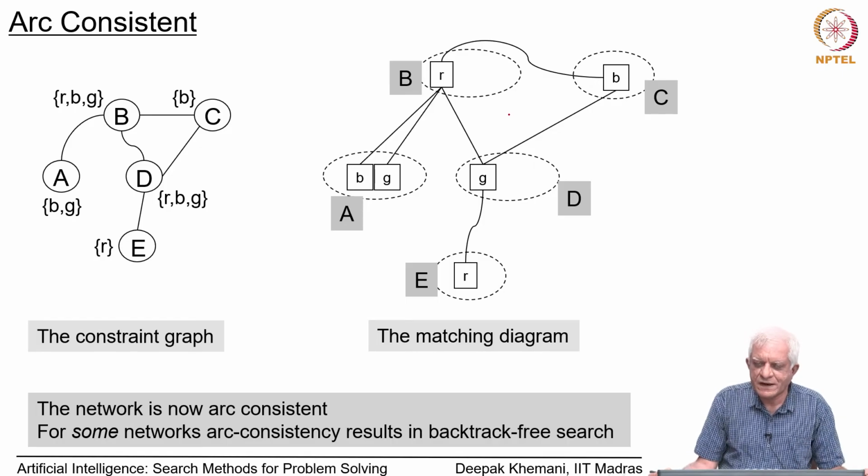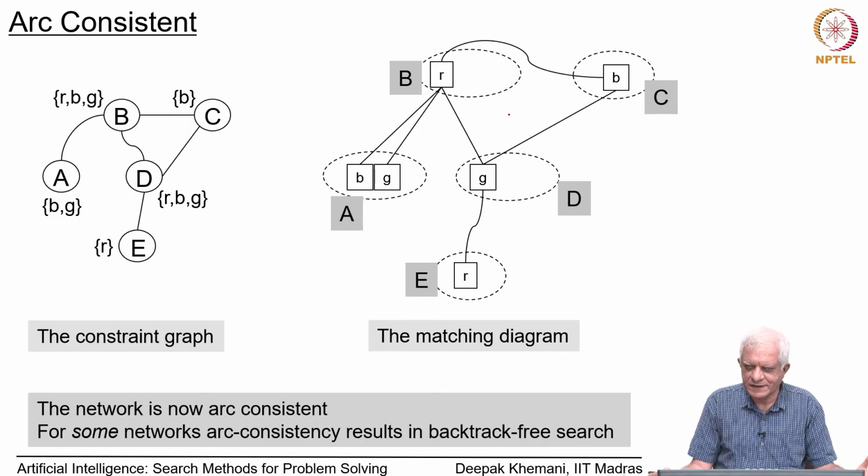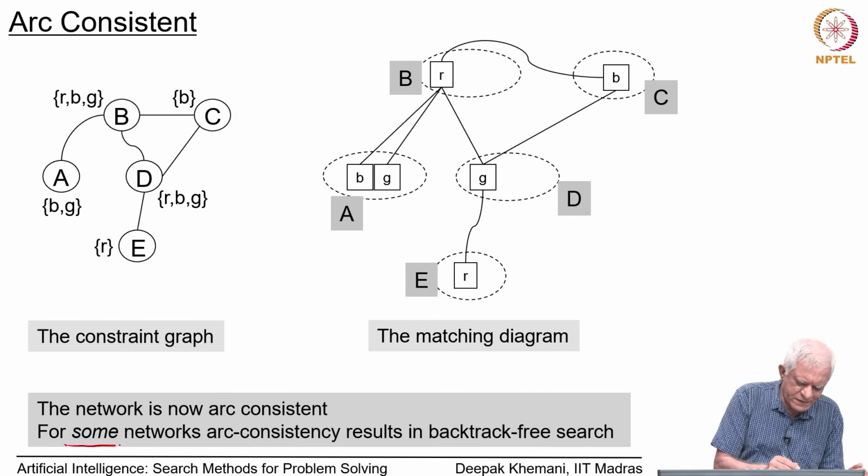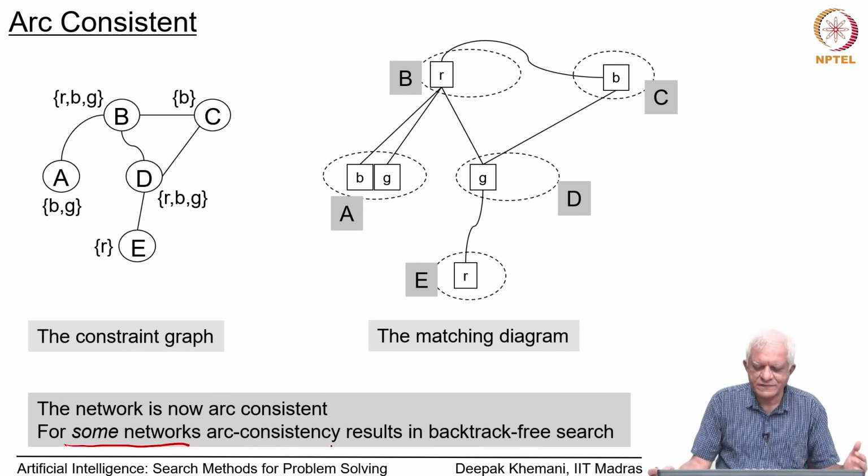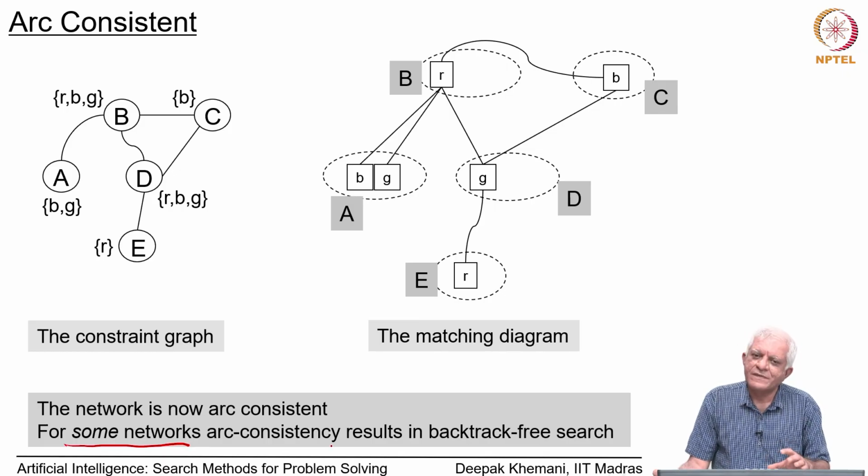By the time you have made the network R consistent here, you can see that you can do the search algorithm in any order, and you will reach a solution without backtracking essentially. For some networks, R consistency results in backtrack free search. We will not get into the formal discussion on how much consistency is enough to make the search backtrack free, but just remember that consistency reduces backtracking, and if you do enough consistency, then you may eliminate backtracking altogether.